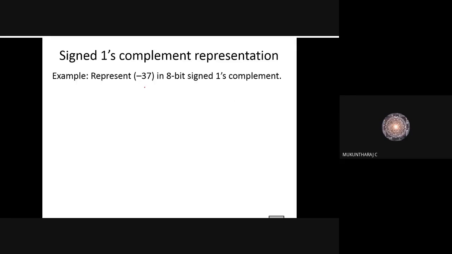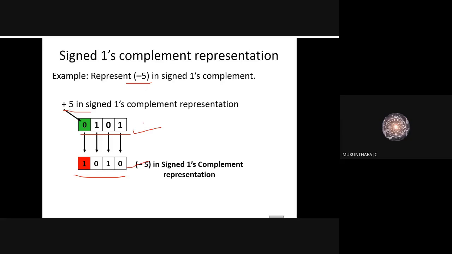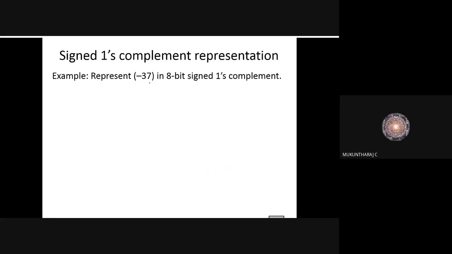Coming to the next example, I need to represent -37 in 8-bit signed ones complement. You have to note down one more important point here. In the previous example, nothing was mentioned regarding the number of bits. 5 can be represented with the help of 3 bits, 101. For the sign bit we need to include one more bit, so it becomes a 4-bit representation. But regarding 37, we need to represent -37 in 8-bit form. We will discuss how to do it in a moment.